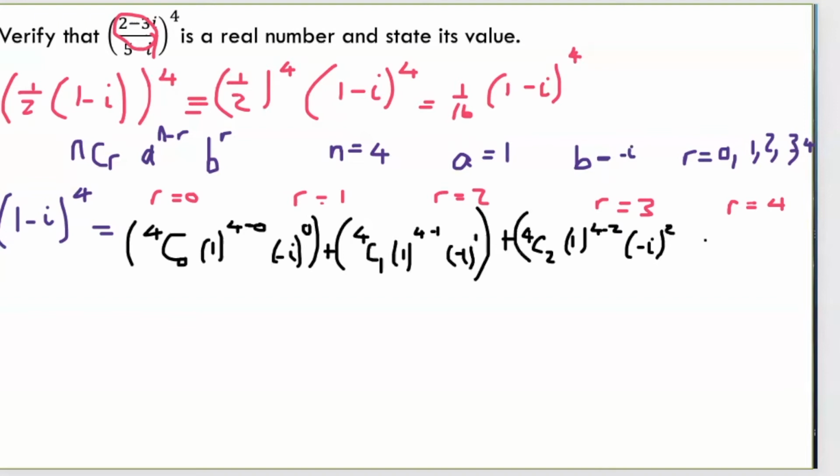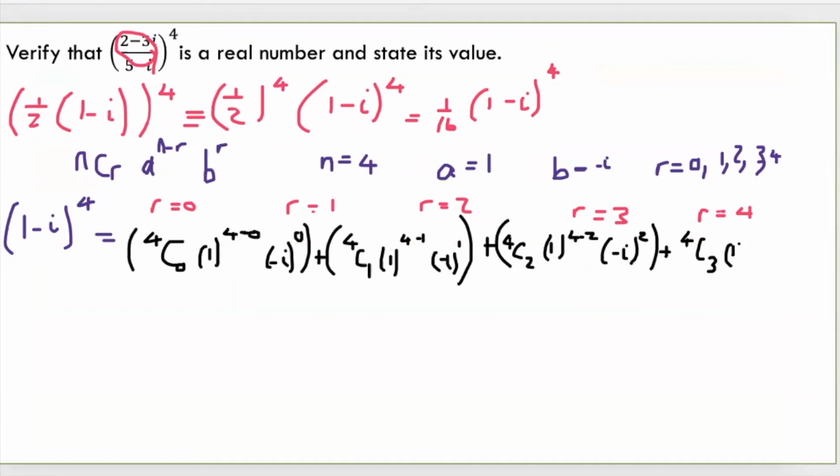For r equals 3, I will be doing the same thing. So wherever I see 2, I replace it with the number 3. So only r changes. So I have 4c3, then 1 to the 4 take away 3. So 4 minus 3. Then I have minus i raised to the power 3.